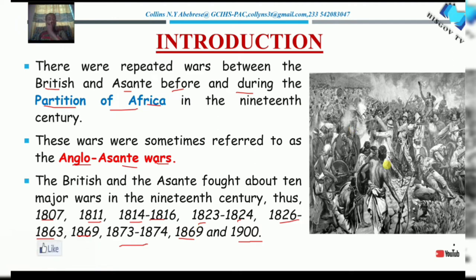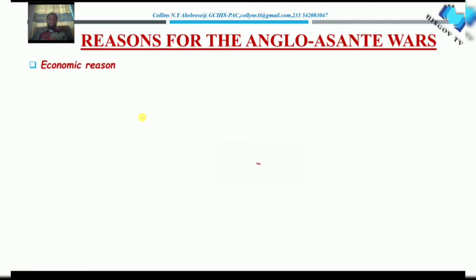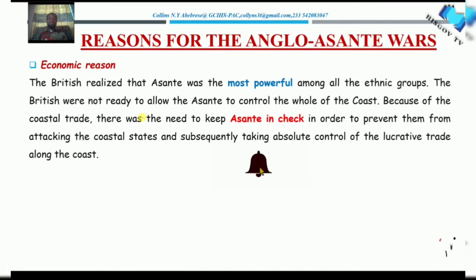This is a picture of a sketch made by a missionary who happened to witness the war. As you can see, the Ashanti are over here and the British over there. So let's look at why these wars were so frequent between the two parties.